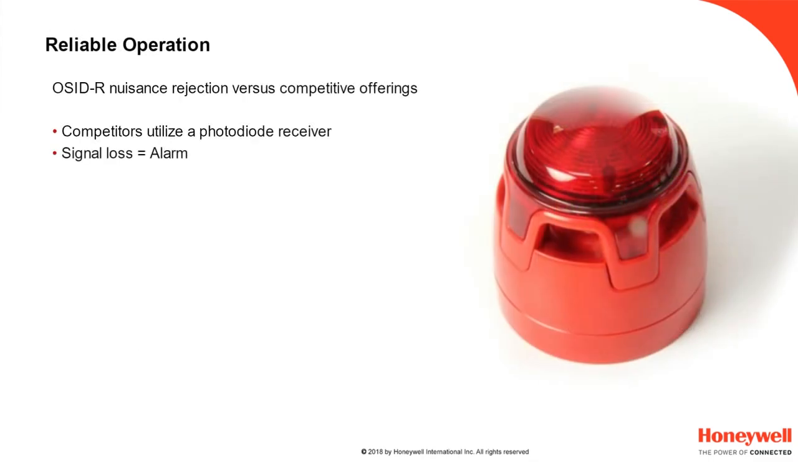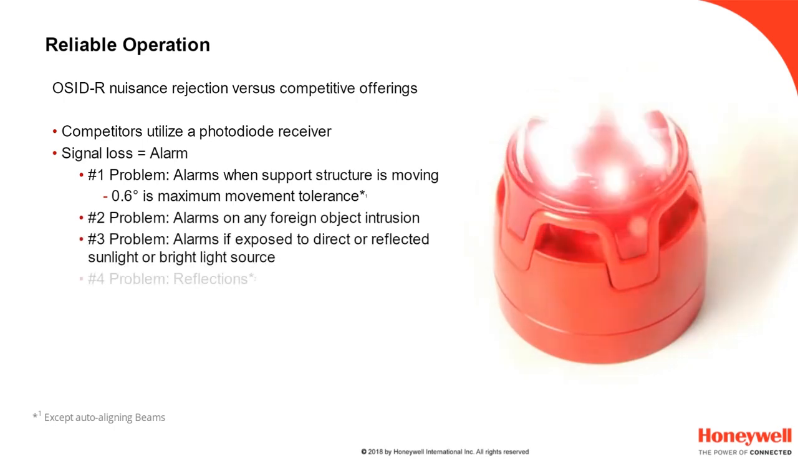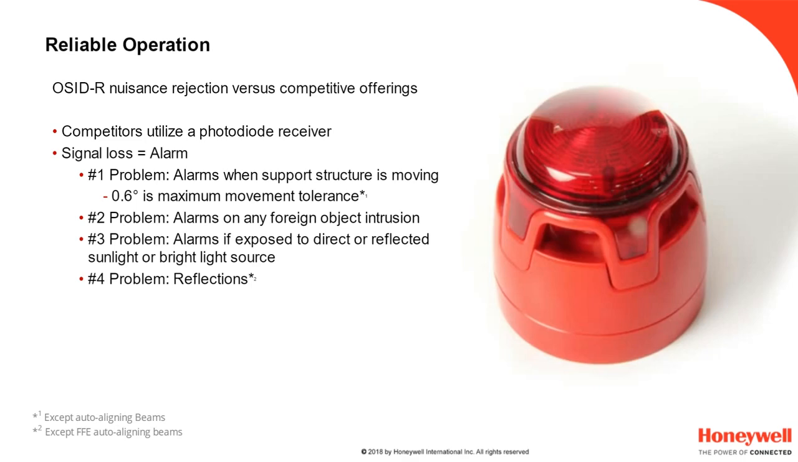The photodiode used by the competition will false alarm when building movement exceeds a small tolerance. It will alarm if any foreign object interferes with the beam, and it will alarm if bright sunlight or reflections hit the beam or reflector.